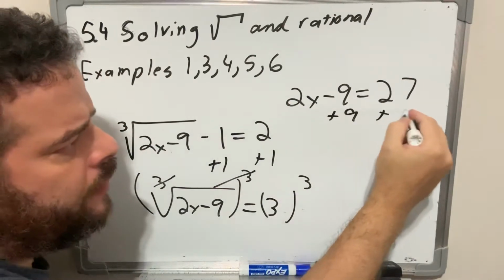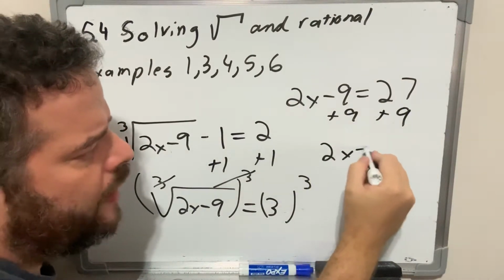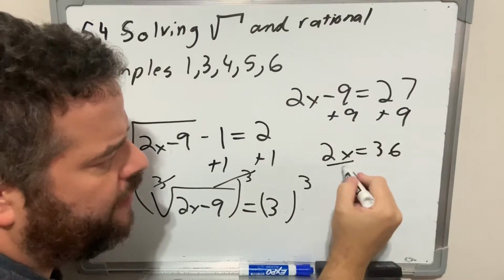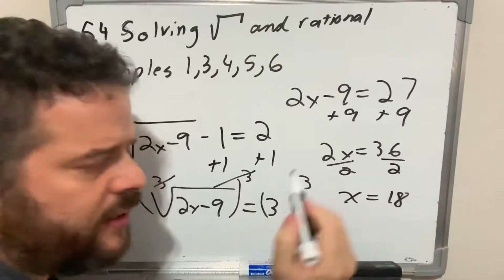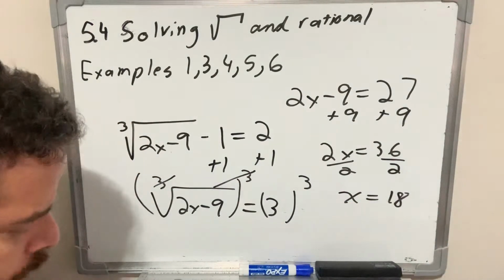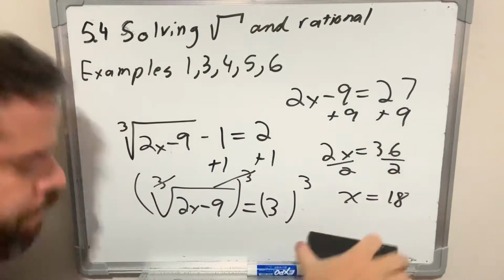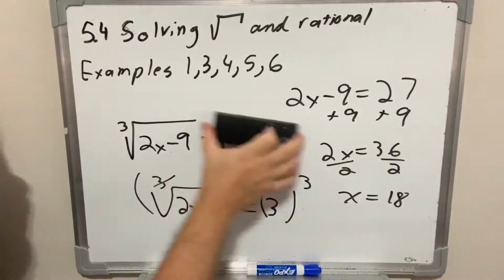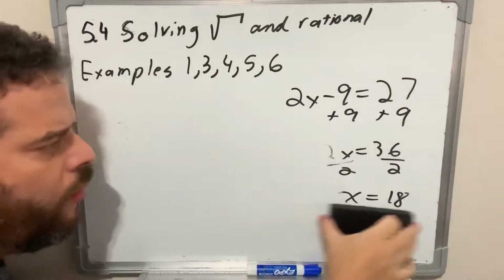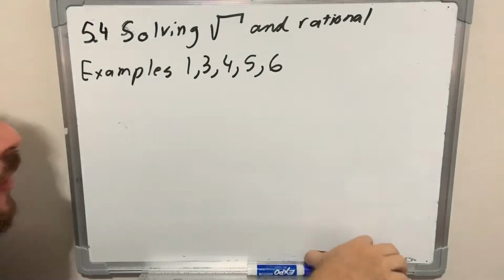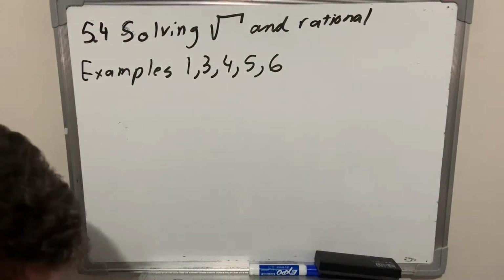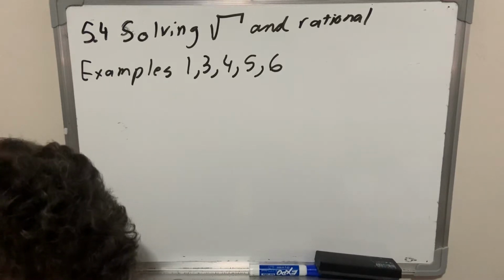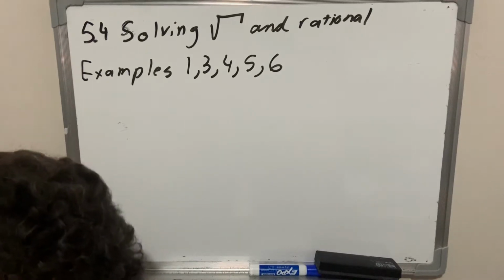Plus 9 plus 9, 2x equals 36, divided by 2, x equals 18. Done. That's example 1. Pretty straightforward, and it's just solving radical equations. Now let's go over example 3. Again, you can skip example 2. In example 3, they're telling me solving an equation with an extraneous solution.